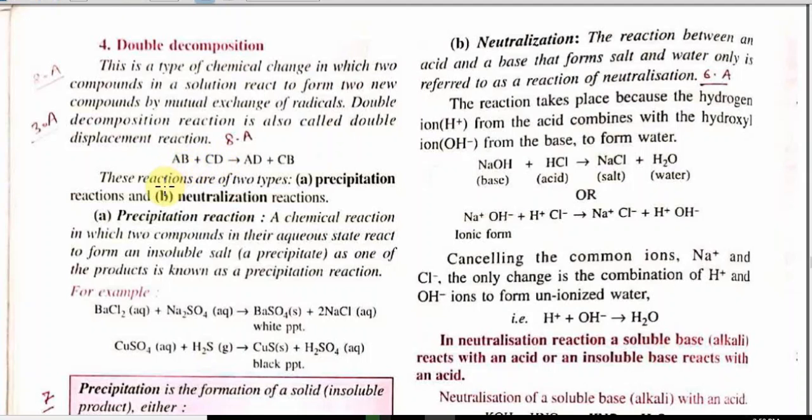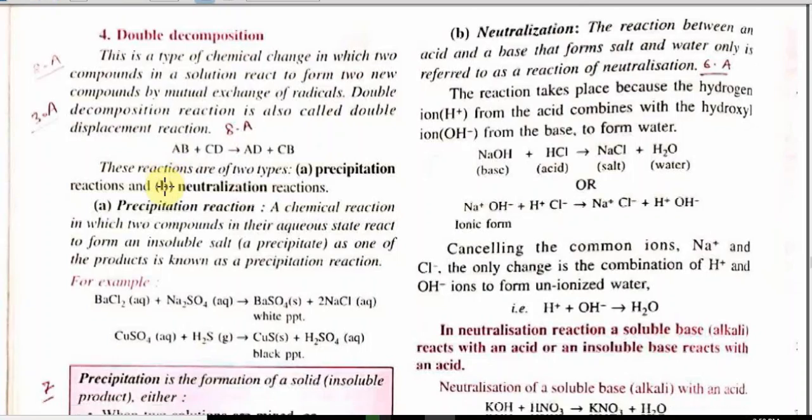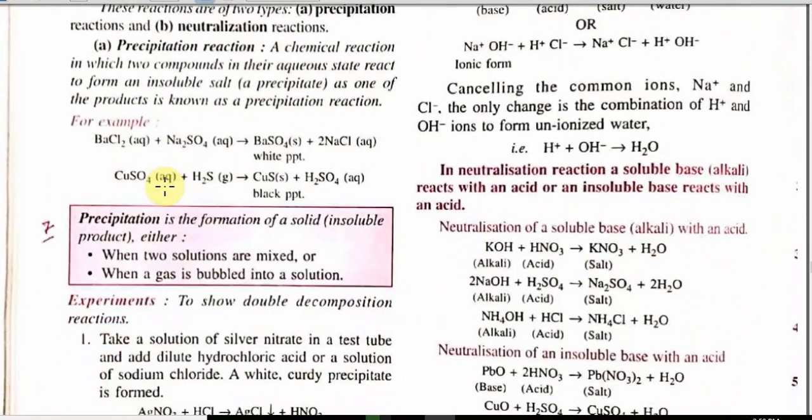These reactions are generally of two types. First is precipitation reaction and second is neutralization reaction. Students, please check the mouse cursor. Precipitation reaction is a chemical reaction in which two compounds in their aqueous state react to form an insoluble salt. Students, please check insoluble salt. This is called a precipitate.